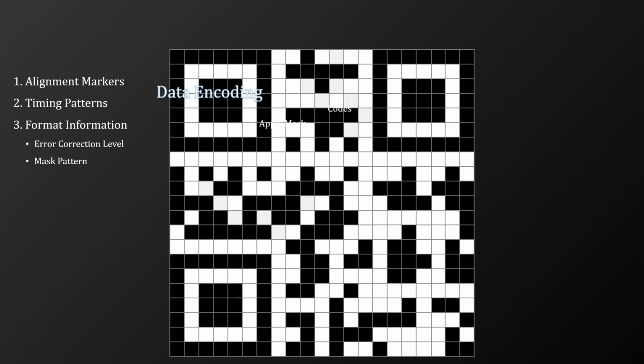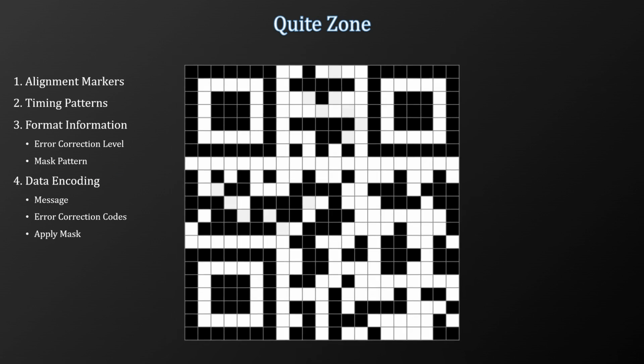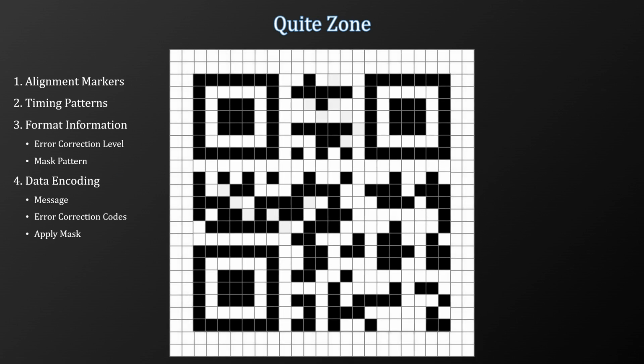The last step is to reserve a quiet zone. It's a margin of empty white space around the QR code, typically 2 to 4 squares wide, which acts as a buffer between the code and its surroundings. Without the quiet zone, the scanner might confuse background elements with parts of the QR code.